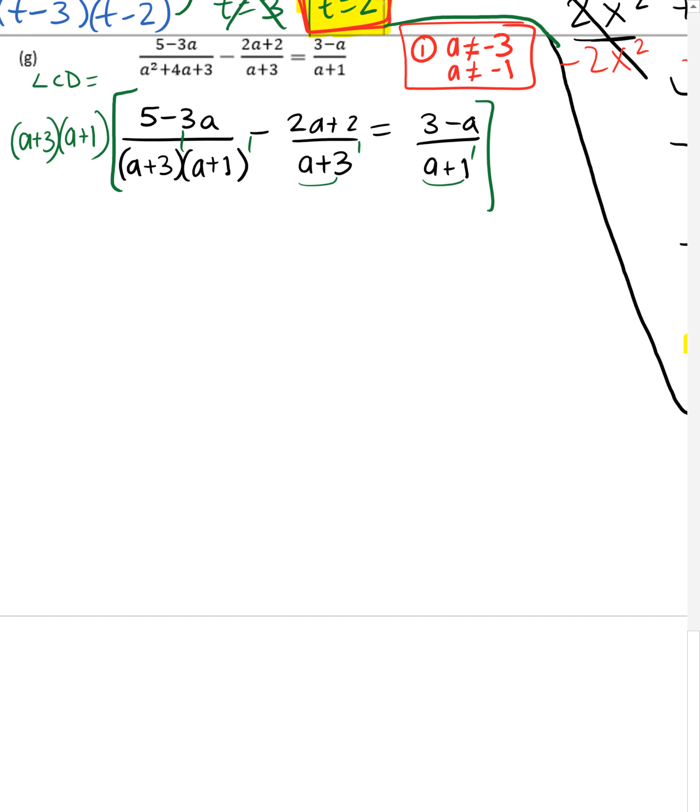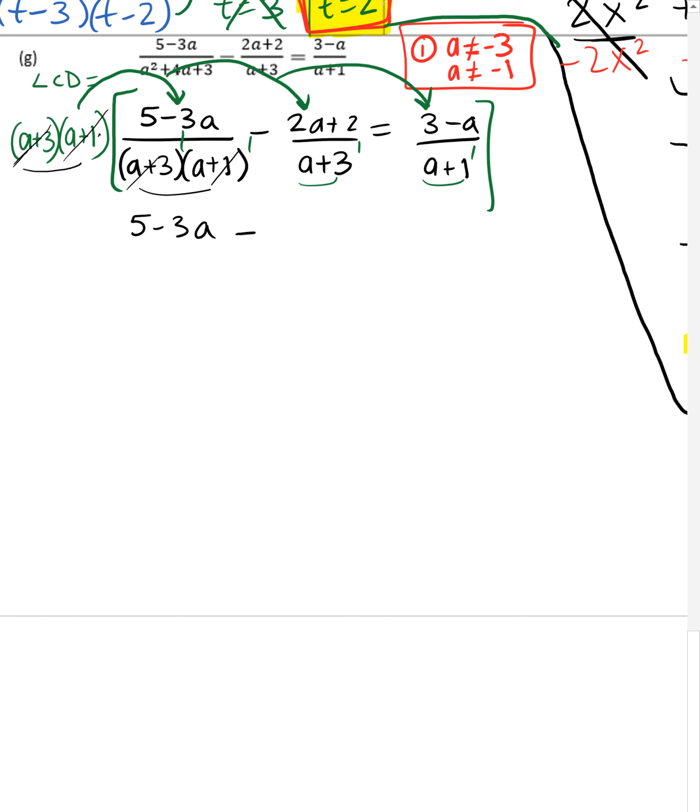Now that I have the LCD, I'm going to distribute it onto the first fraction, onto the second, and onto the third. And if you want, you can cancel as we go. I'm going to cancel as we go just to show how fast it could be, but if you're not comfortable, then you can do it the long way just to be safe. So think about it this way. I'm going to multiply the LCD, a plus 3, a plus 1 times the first fraction. But notice that both of these cancel on the diagonal, a plus 3, a plus 1. So you'd really only be left with 5 minus 3a for that term. And then there's a minus sign.